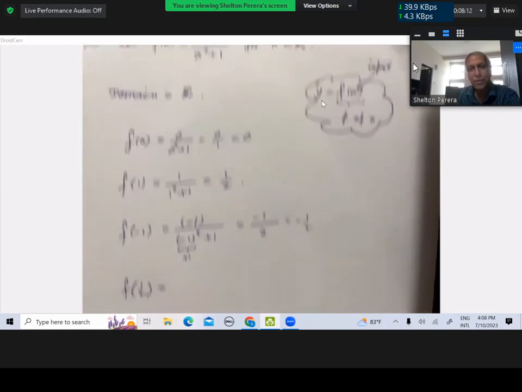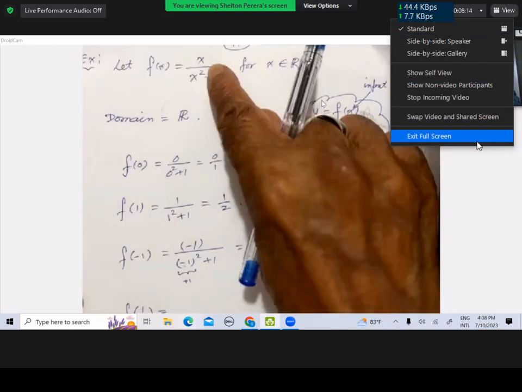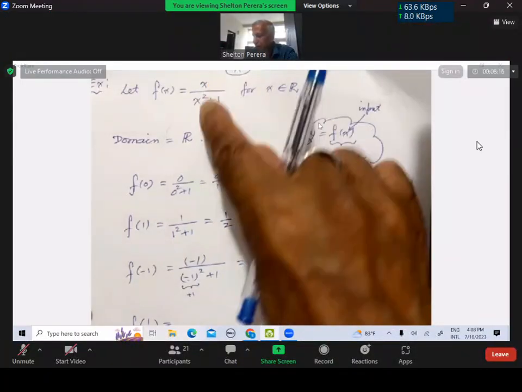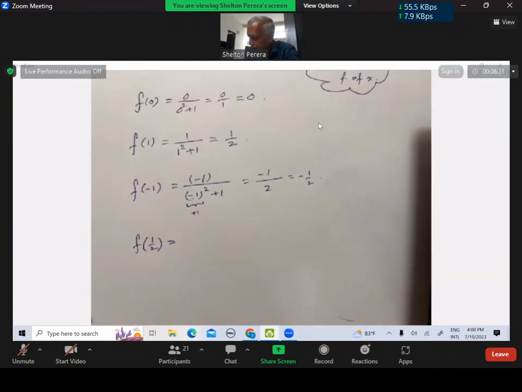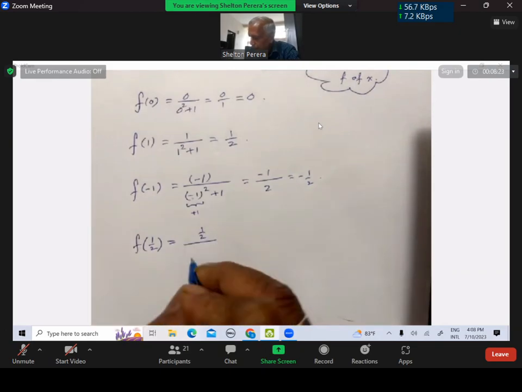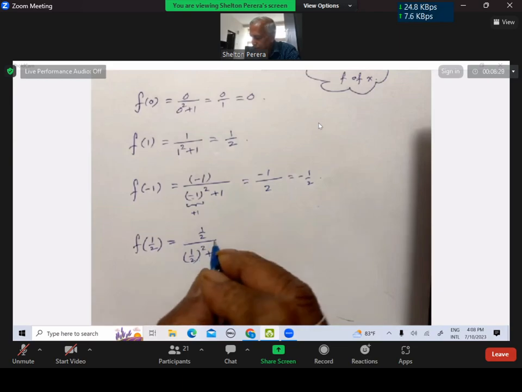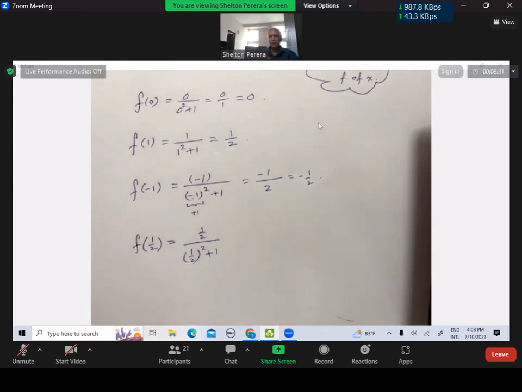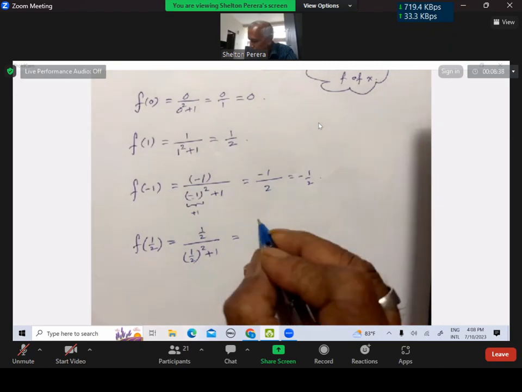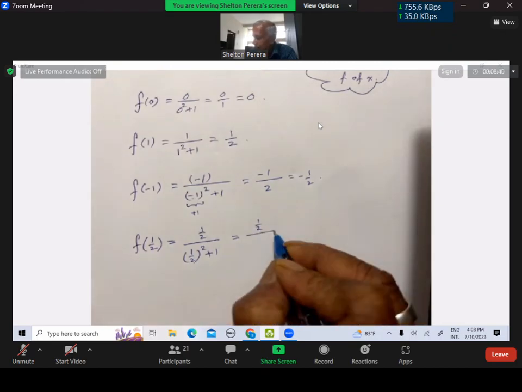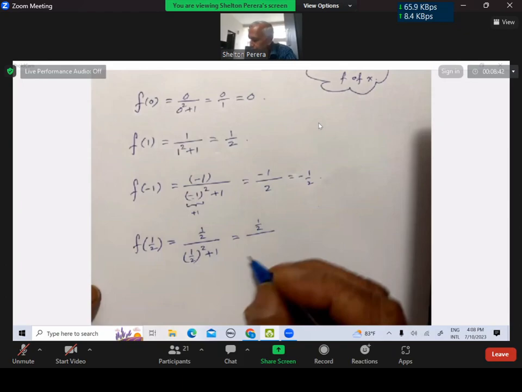F of half for this function, put x equals half. Half over half squared plus 1. Okay, I'll write it here. Half over half squared. Now simplification. You must have sharpened your simplification weeks. So now, if you think you are weak, please work hard. Come and see us. We will try to help you.